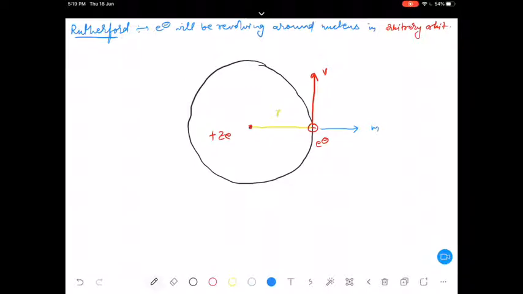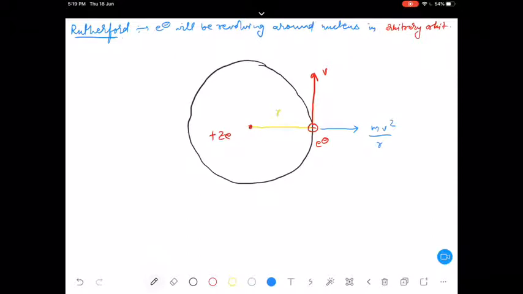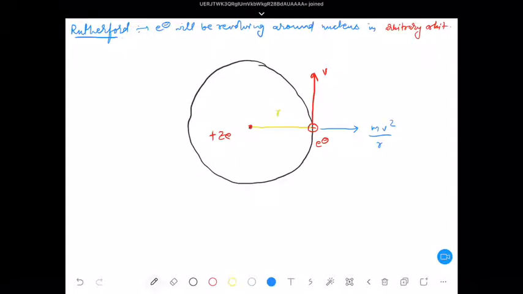a circular motion. If it is having a circular motion, then the centrifugal force will be acting in the radially outward direction, and its value will be mv square upon r, where r is the distance at which this electron is present from the center of this rotation or this circle, okay, or this orbit. This is one, the centrifugal force.